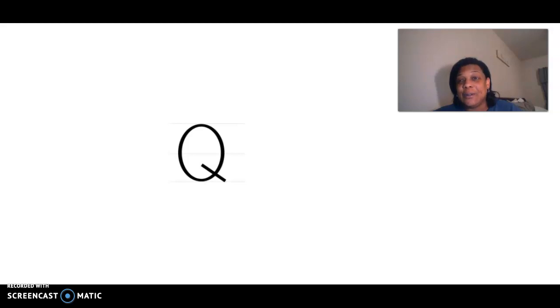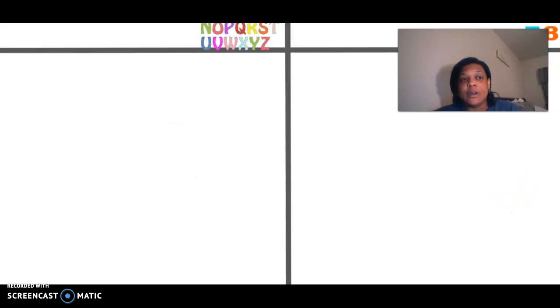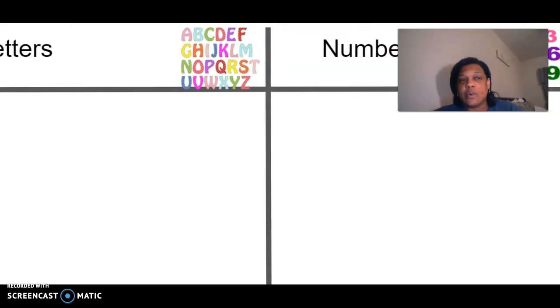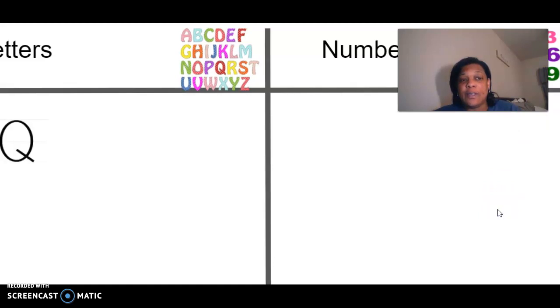It's the letter Q. Oh, what sound does Q make? Qua. Let's see. Here we have our T-chart. I'm going to show you just a little bit more. You can see it. Is it a letter or number? Letters or numbers on this side? Where will it go? Q. It's a letter. Let's try another one.